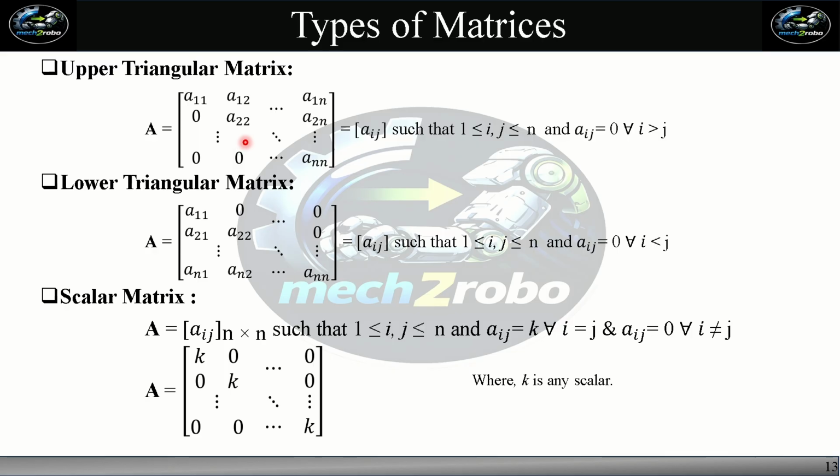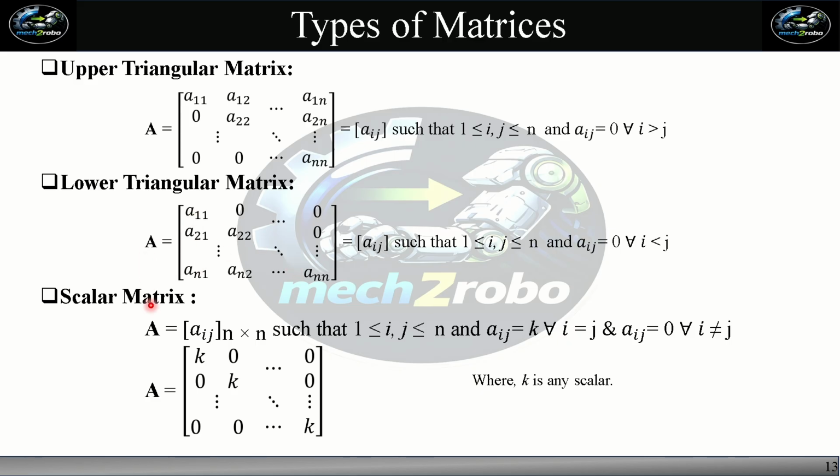Upper triangle matrix. Upper triangle matrices are those matrices in which the Aij elements are non-zero when i is less than j, and all Aij are equal to 0 when i is greater than j. We can see that this is the upper triangle matrix in which an upper triangle is formed and all the elements are 0 where i is greater than j. Similarly, in lower triangle, all elements are 0 where i is less than j, and in this matrix we can say that a lower triangle is formed.